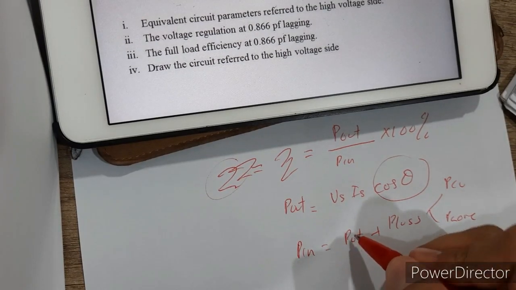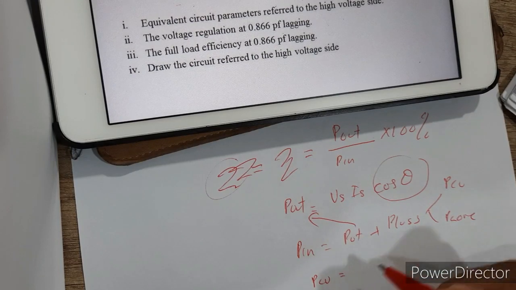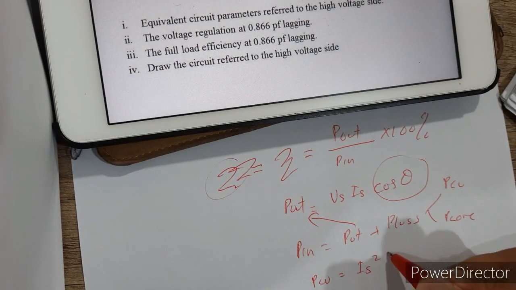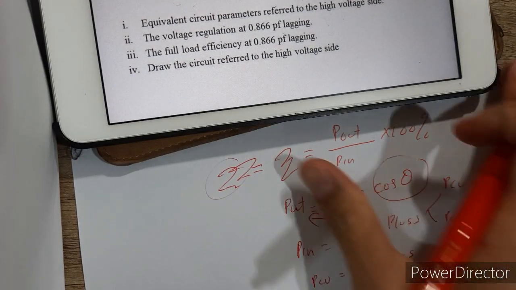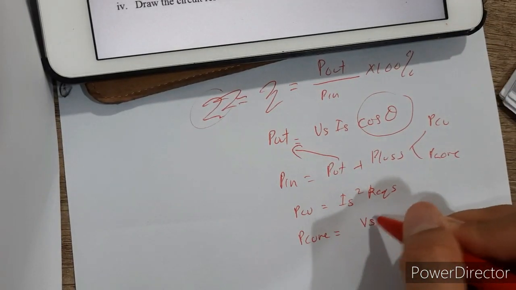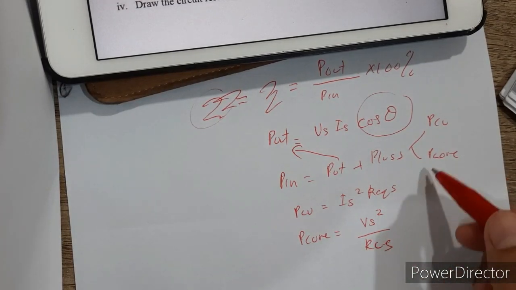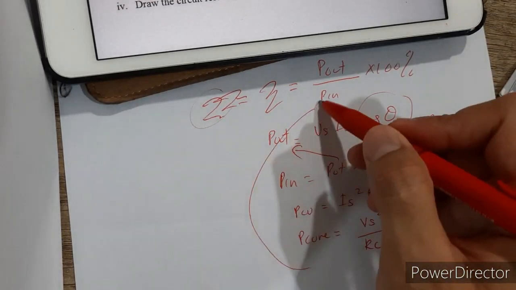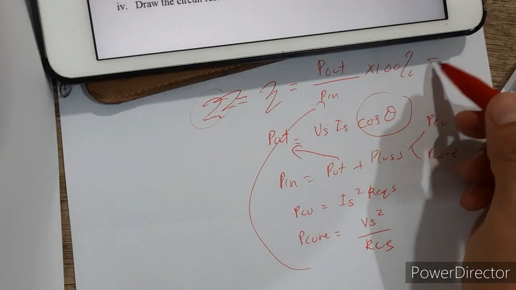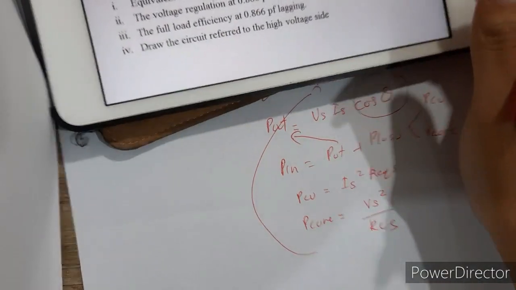So PR is similar to this one. PCU equals IS squared multiplied by R equivalent S. And then P core equals VS squared divided by RCS. And then you get P core. So just insert into the equation, multiply by 100%, and then you get the efficiency. So next is number 4.